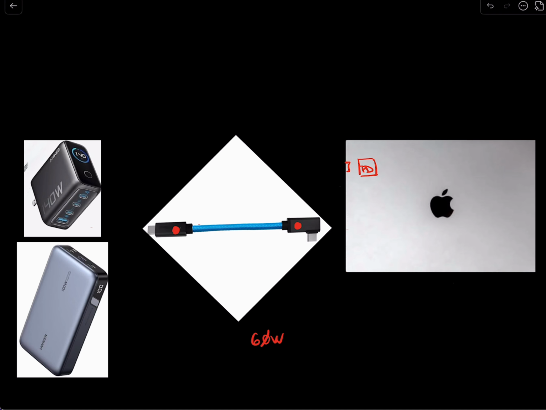So the E-marker chip is at the ends of the cable, and it supports such a negotiation. Any good cable that can go above 60 watts, and typically this goes around 100 watts, needs to have an E-marker chip. Also, the power source needs to be able to deliver such power. More on that later. But let's go back to the screen that I showed you before on the E-marker chip.